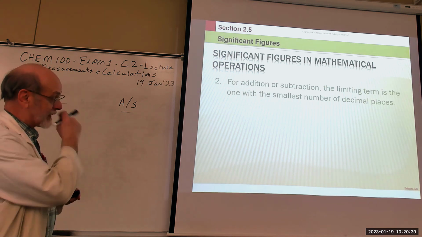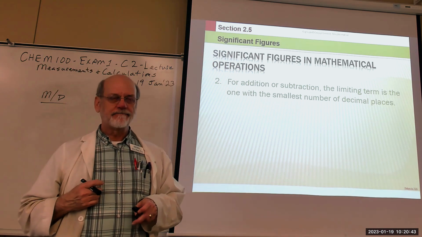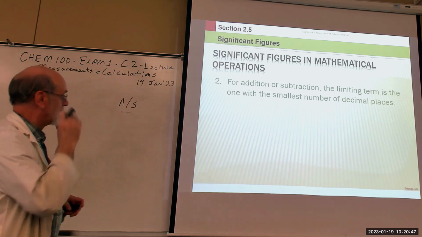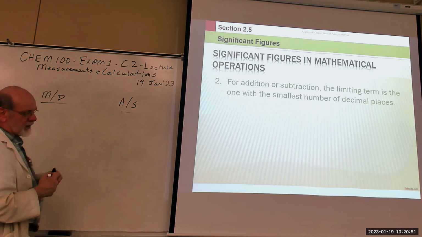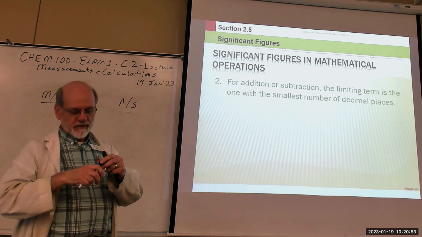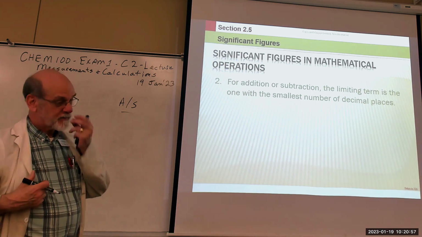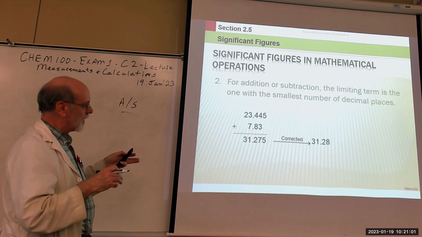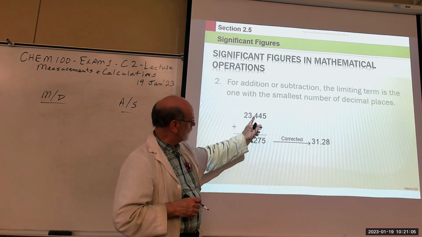Okay, add, subtract. This involves limiting. We are limited to the number of decimal points based upon the number with the least number of decimal points. Okay, so our example. This first example has 23.445. Notice we've lined up the decimal points.